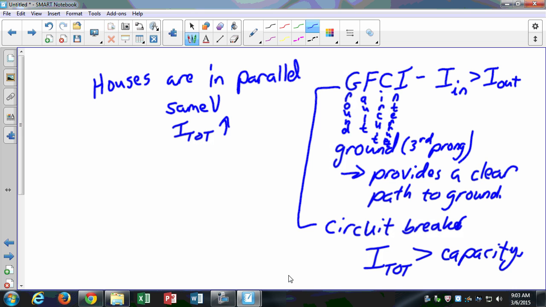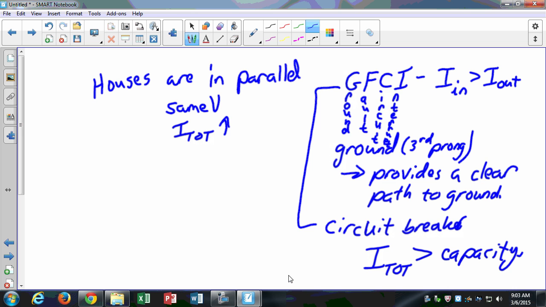A clear or alternate path to ground. So remember, this protects us from faulty devices. If our device, computer or whatever, has a wire come loose on the inside and the case becomes electrified and you touch it, then that electricity would go through you into the ground. But if it's connected to our third prong in our outlet, it goes directly to that brass rod which is driven into the ground outside your home. So that's there to protect you against faulty devices.